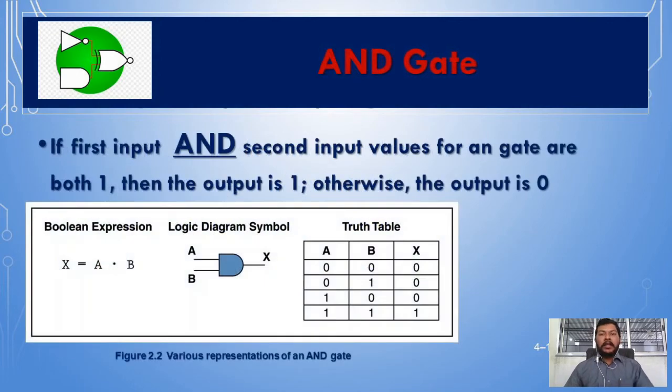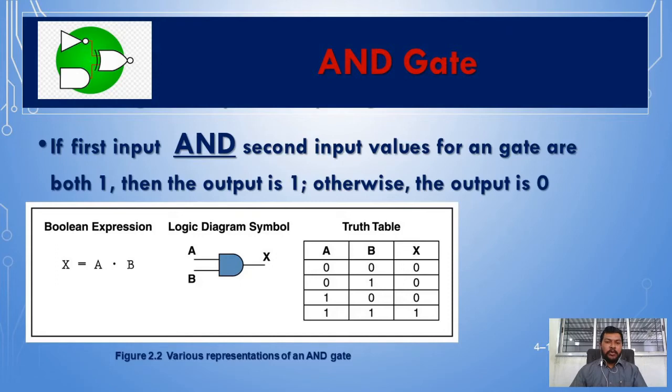Then the second gate is the AND gate. If the first input and second input values for the AND gate are both high, then only the output is high, otherwise it is 0. Or conversely, you can say that if the first input and second input values are not both high, then the output is 0, otherwise it is high. So the Boolean expression can be written as x equal to a dot b.